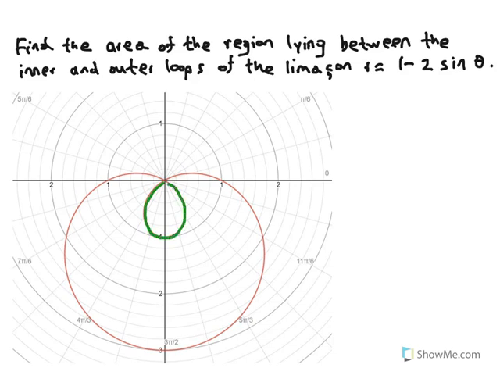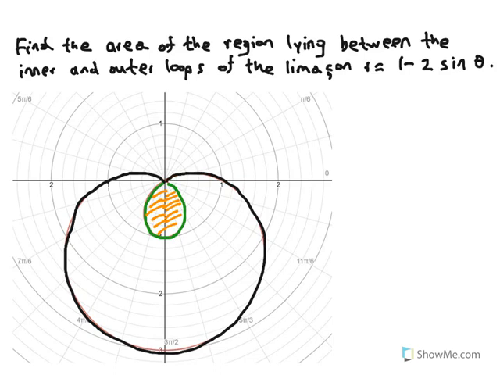And of course, we know how to find the area of the inner loop. It's similar to what you saw in the previous example. So you would find the area of the inner loop. But that's not what we want in this problem. We want to find the area of the region lying between the inner and the outer loops of the limacon. So where is the outer loop of the limacon? Let's go ahead and trace it using black marker. You can see this is the outer loop of the limacon.